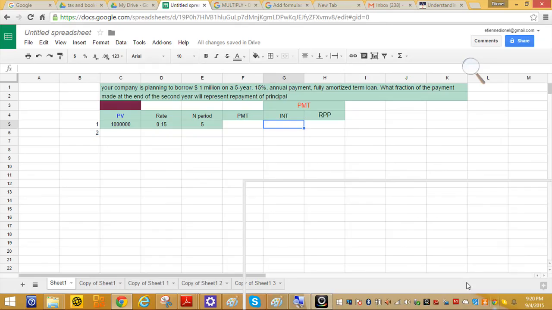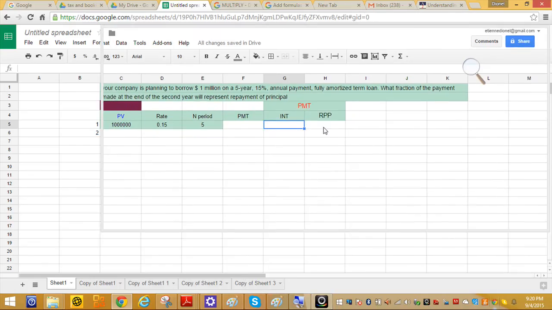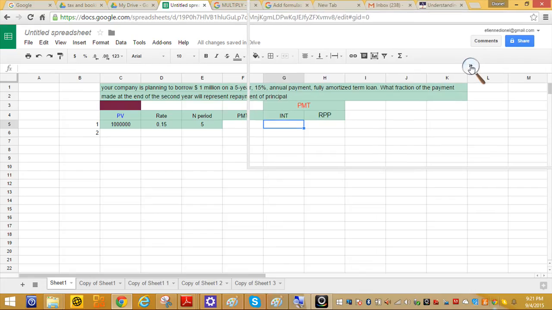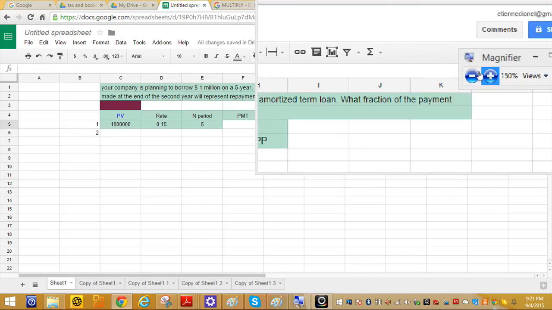Hello guys, today we're gonna solve a financial math problem. This is about a repayment of a loan. There are different kinds of loans like student loan, car loan, mortgage loan, and for those kinds of loans you have to give a periodic payment. It can be monthly, quarterly, annually, and to solve those, we're gonna use a Google Sheet. Let me zoom so that you can read the problem with me.